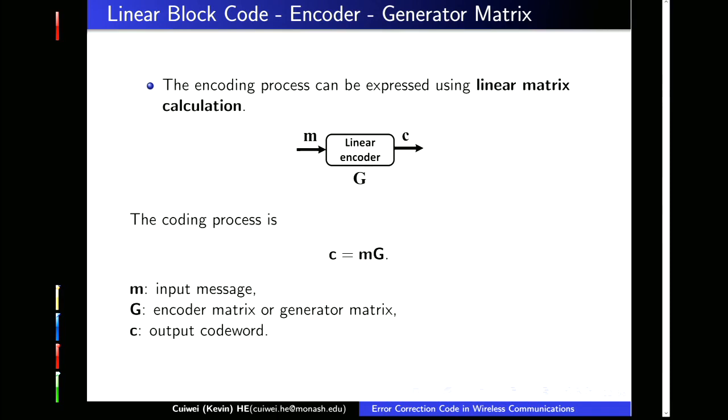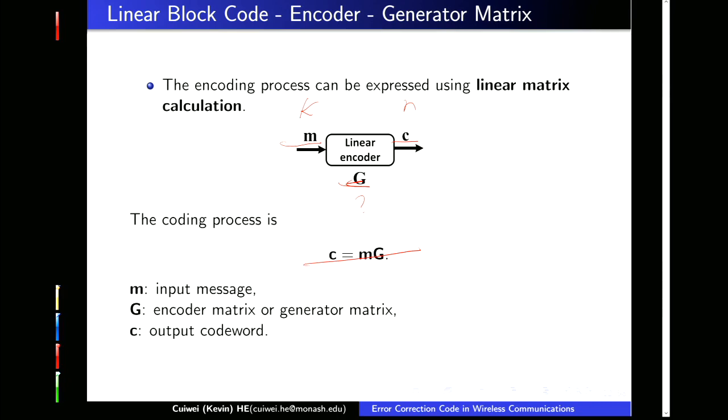So the encoding process can be expressed using a linear matrix calculation. So we can use a matrix to describe the encoder. I will use one example to explain why it is a matrix. We'll be much clearer about that. So basically, what we input into the encoder is a sequence vector M that has k bits, and it generates the code word C, which has n bits. So this is the coding process.